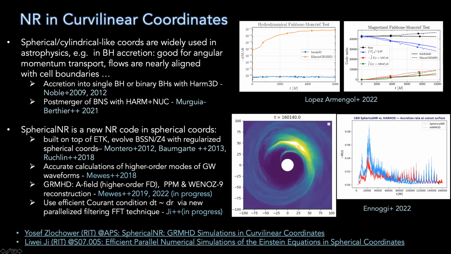This is the accretion rate, for example, from a circumbinary disk around a binary black hole. And you can see how the HARM3D code and the SphericalNR code are essentially in good agreement. So this is a new development, as I said, that will be available soon in the Einstein Toolkit for use in numerical relativity with spherical coordinates.